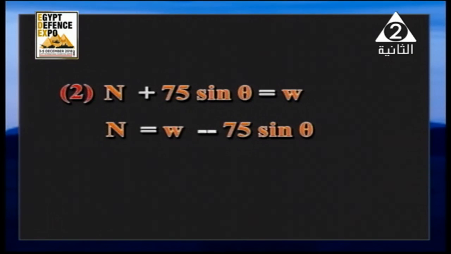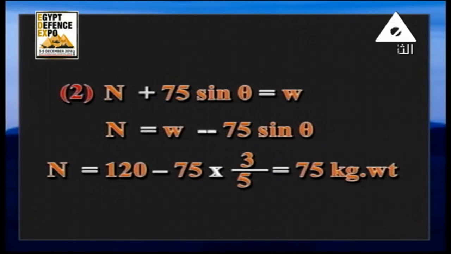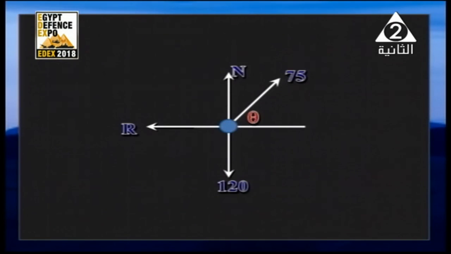We know that N equals W minus 75 sine theta. The value of N equals W, 120, minus 75 times sine theta, which is 3 over 5. Therefore, N equals 120 minus 75 times 3 over 5 equals 75 kilogram weight. Look at, my dear student, the opposite graph represents the example. My dear student, by the end of the lesson, we know that Newton's first law is very important to use in many cases in our life.